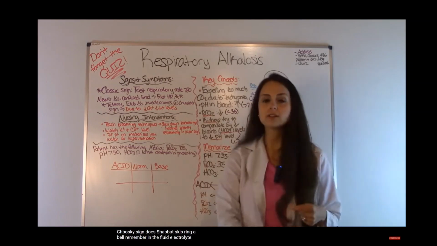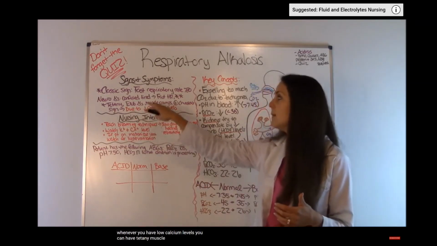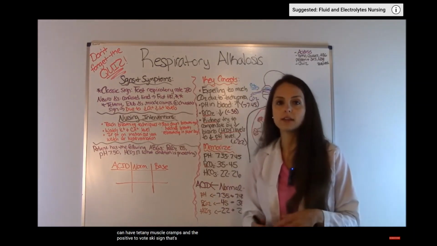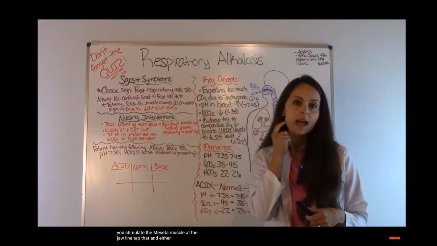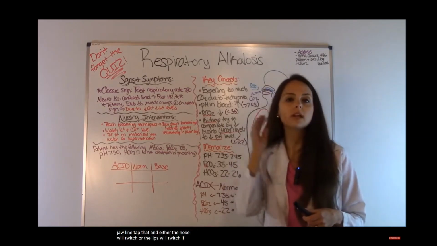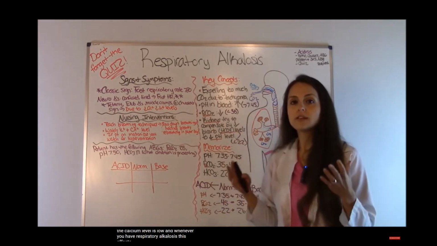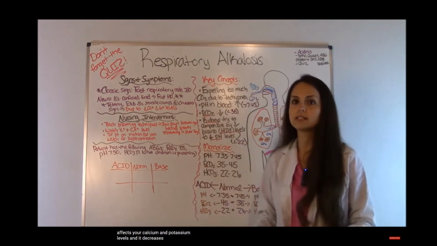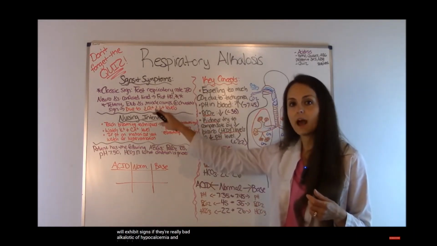Remember in the fluid and electrolyte series when we were talking about calcium, whenever you have low calcium levels, you can have tetany, muscle cramps, and the positive Chvostek sign. That's where you stimulate the masseter muscle at the jawline, tap that, and either the nose will twitch or the lips will twitch if the calcium level is low. And whenever you have respiratory alkalosis, this affects your calcium and potassium levels, and it decreases them. So if they're really bad alkalotic, they will exhibit signs of hypocalcemia and hypokalemia.